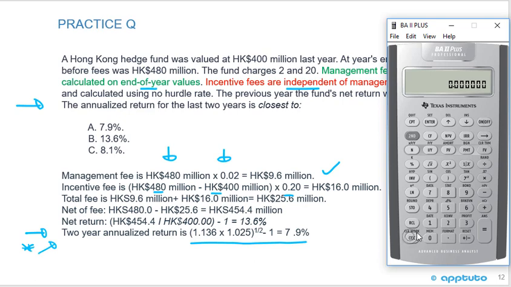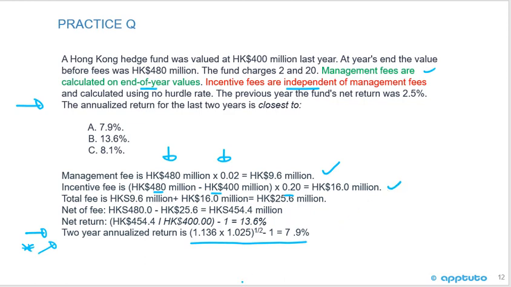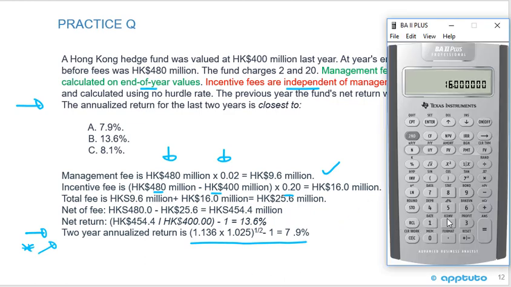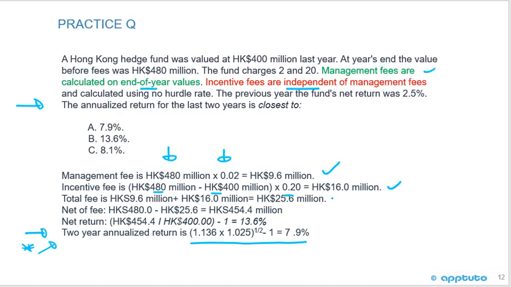So let's just bring up the calculator. That's really easy. 480 million at the end of the year minus 400 at the beginning of the year, and we're going to multiply that by 20% incentive fee, which is 16 million Hong Kong. Okay, so we can add the two together, the 16 million plus the 9.6, and we're going to have total fees of 25.6 million. Getting to that point, I don't think it's that difficult.